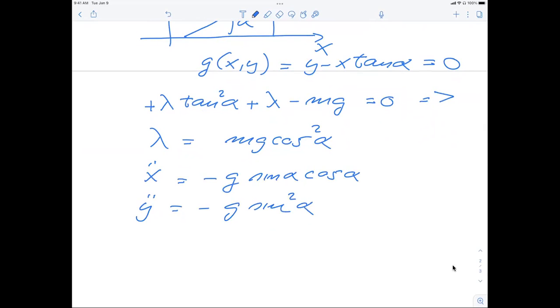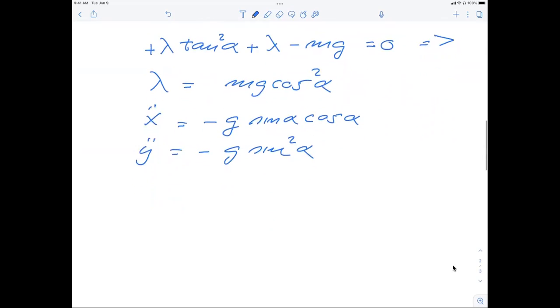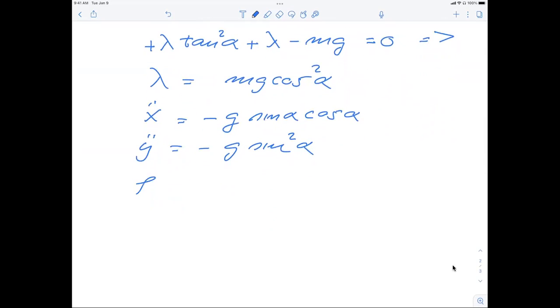And this function lambda, or this variable lambda, comes actually from the Lagrangian here, which is given in terms of x, v of x, y, v of y, and t, and which was equal to the kinetic energy.